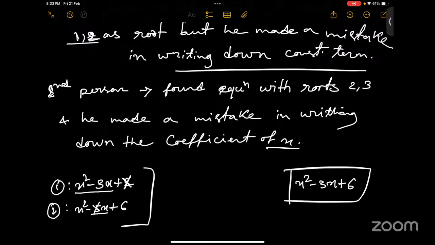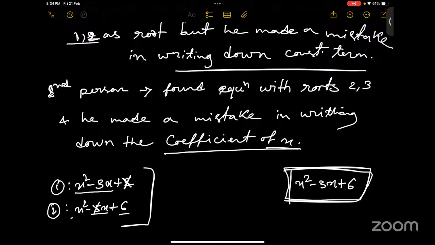Okay. Coefficient of the constant term is correct here. The constant term and coefficient of x square are correct in the second equation, right? Because he only made the mistake in writing down the coefficient of x. We can take the coefficient of x from the first equation and the constant term from the second equation. So this is our final, required equation, which we were trying to calculate.